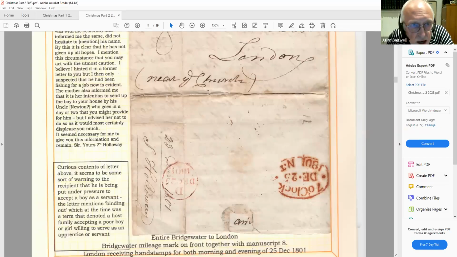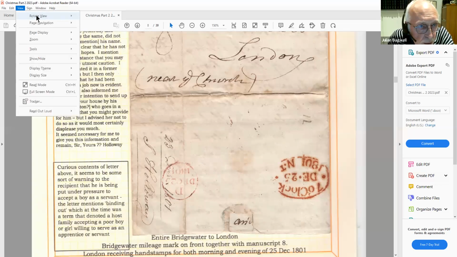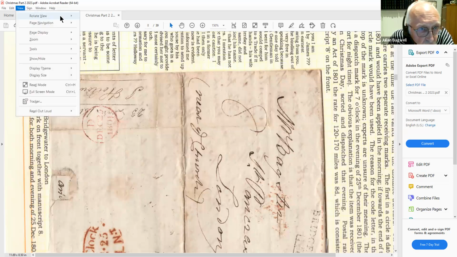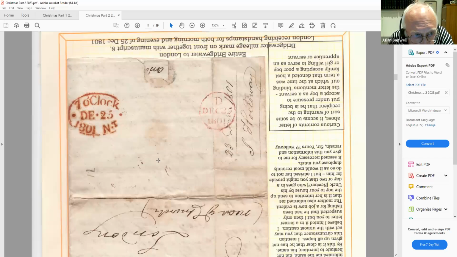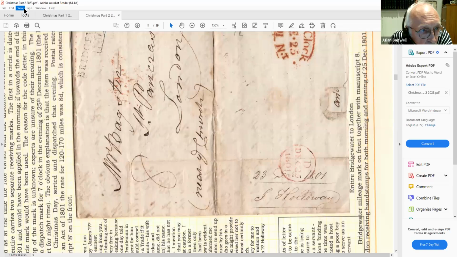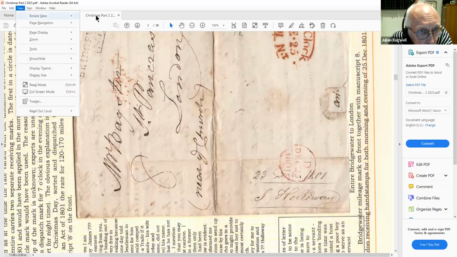I think I might just turn this upside down for a second. Just bear with me, because it's quite interesting. You've got 2 receiving marks on the back, December the 25th, the London one, and then this one, also December the 25th, 7 o'clock. So this would have been what was in those days termed evening duty, or NT for night. This one was sent in 1801. I better reverse this, otherwise we'll have all sorts of problems as we get further on.